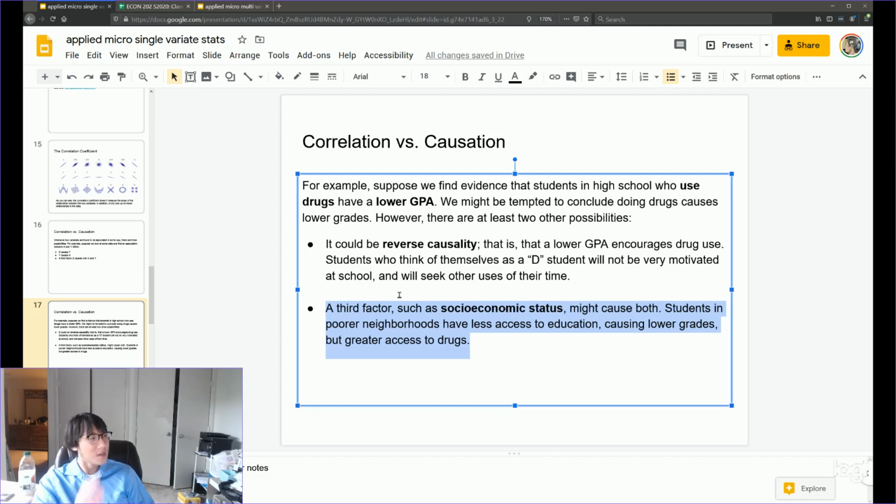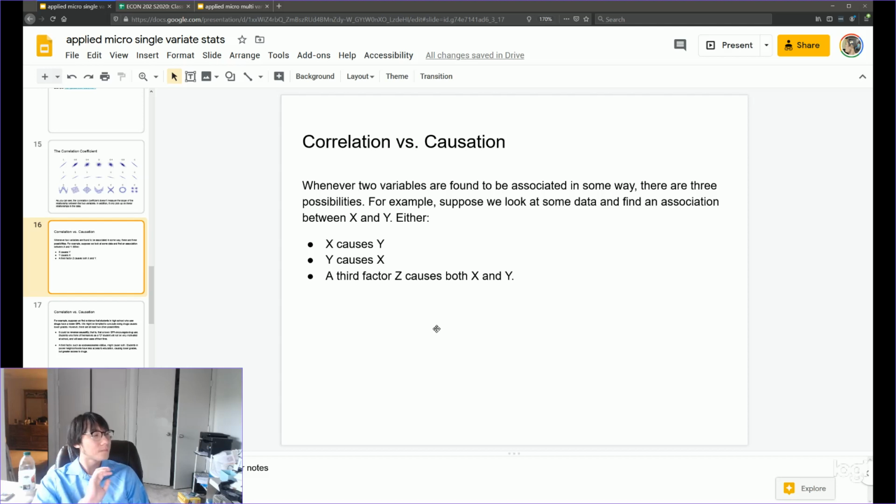So this is a very important concept to understand. When you see that two variables have some sort of relationship, it doesn't necessarily mean that one causes the other. It could instead be reverse causation, or it could be a third factor causing both. I will show you some additional examples of that on the homework as well. You've probably heard people talk about this idea before. The buzzword that goes along with this is that correlation does not imply causation.